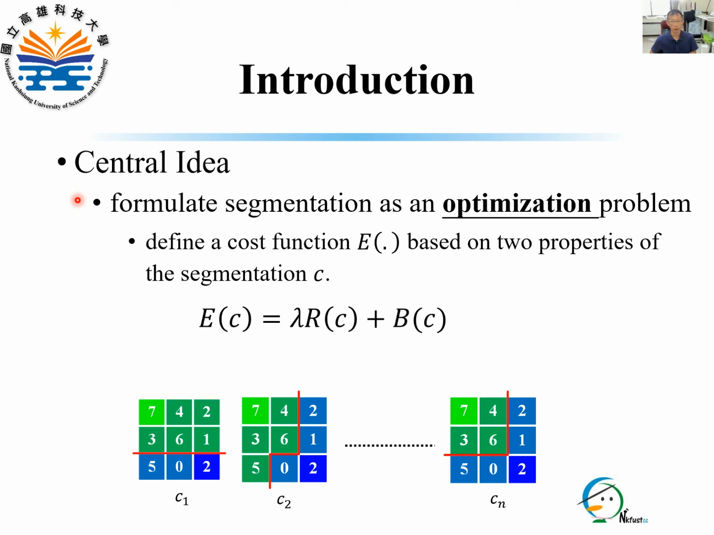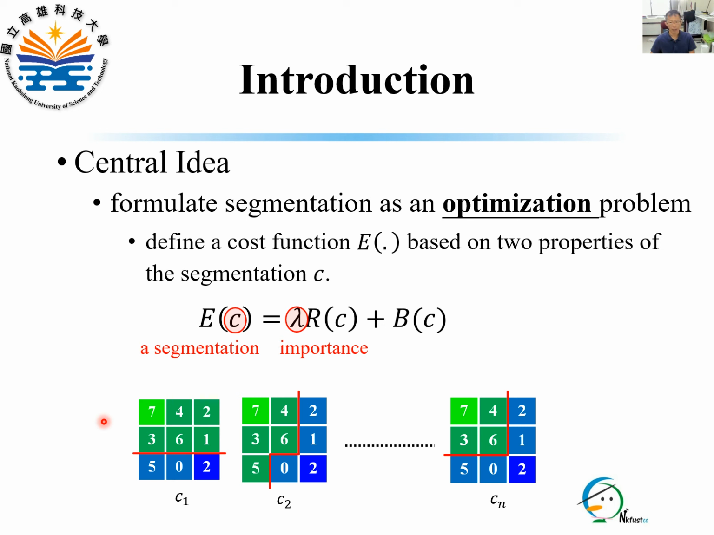Additionally, the proposed algorithm formulates the interactive segmentation as an optimization problem by defining a cost function E based on 2 properties of the segmentation C. The cost function E is defined as this equation, where R and V are region and boundary cost functions respectively. The parameter lambda controls the relative importance of region and boundary properties. In this context, C is a segmentation, which is an assignment of points to either object or background labels.